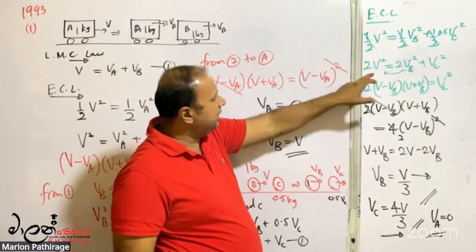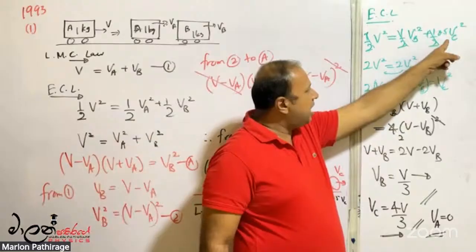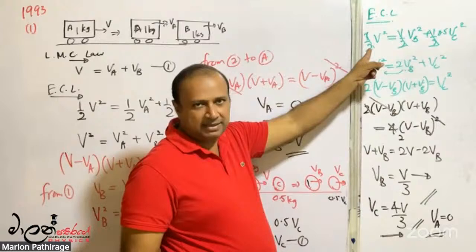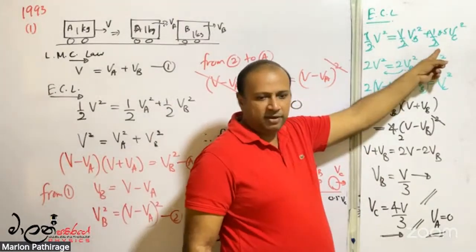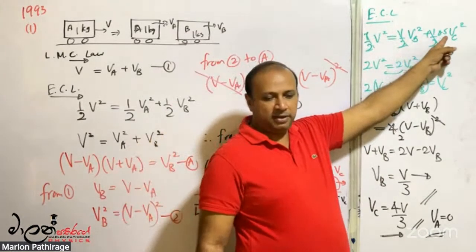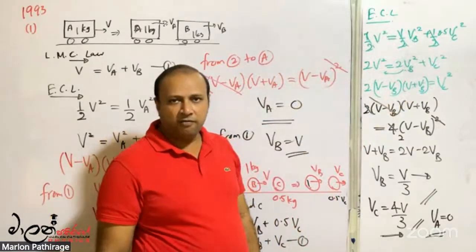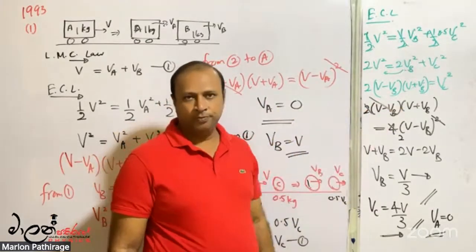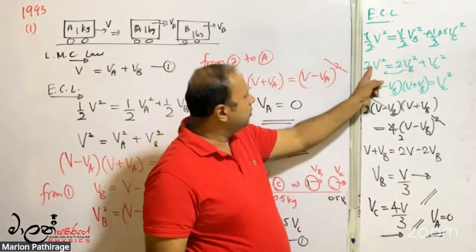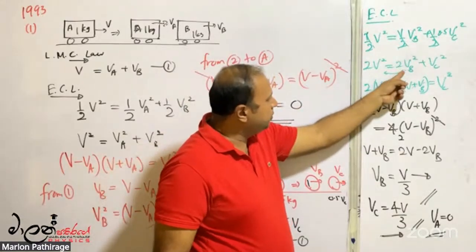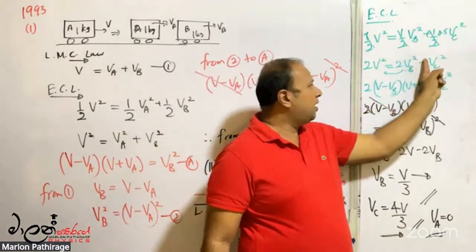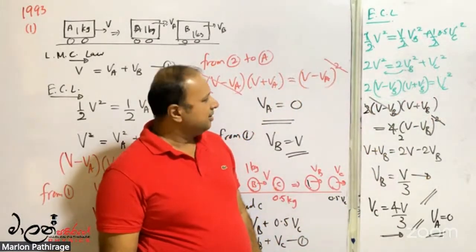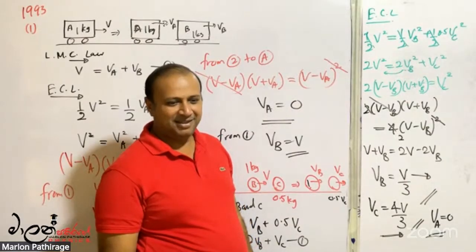Then from here, you know this half, half, half, half will be cancelled out. But here there is another half, and here there's another half. So you can eliminate that half by multiplying every term by 2. If you multiply every term by 2, what will happen? This will be 2, this will be 2, 0.5 into 2 means 1. So that is step number 2. Is that clear? Step number 2.